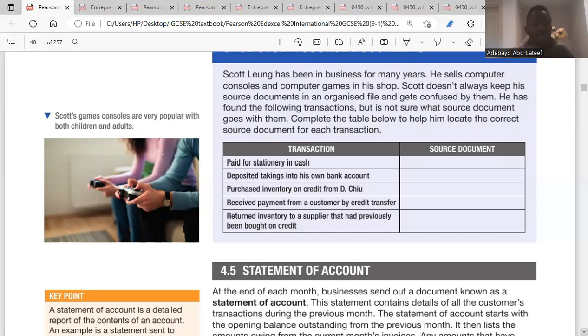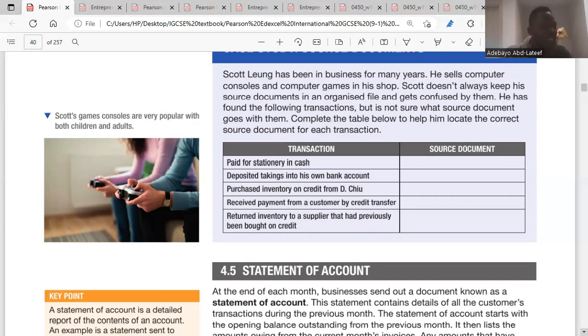You paid for stationery in cash. So the source document for that stationery would have been a purchase order. That means you would have ordered the stationery. That's why you made the payment, right? So that's a purchase order. Do you understand that? Purchase order. So that's the source document.